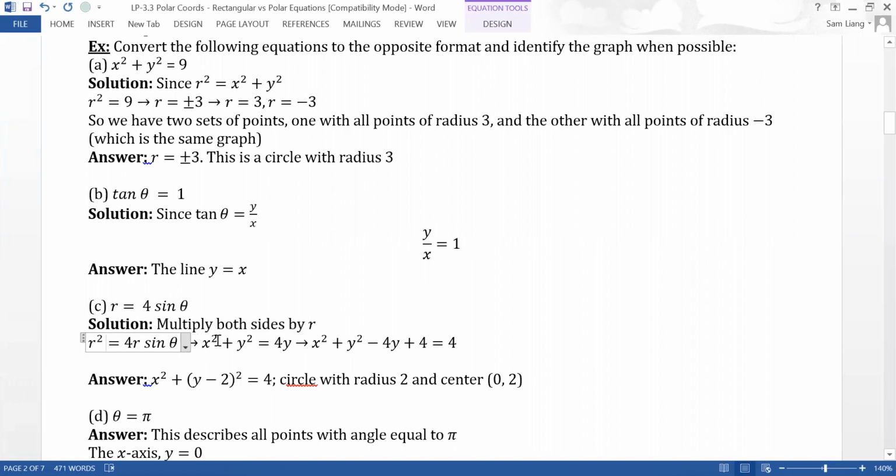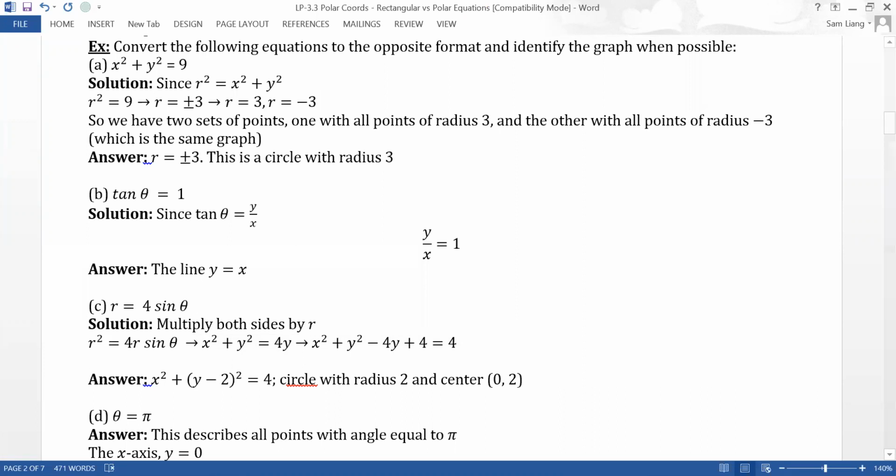So r squared is equal to x squared plus y squared, as we know. And then r sine theta is y, right? So this becomes 4y. So we get x squared plus y squared. And then I'm going to subtract 4y from both sides. You get x squared plus y squared minus 4y plus 4. Okay, so note here I completed the square, right?